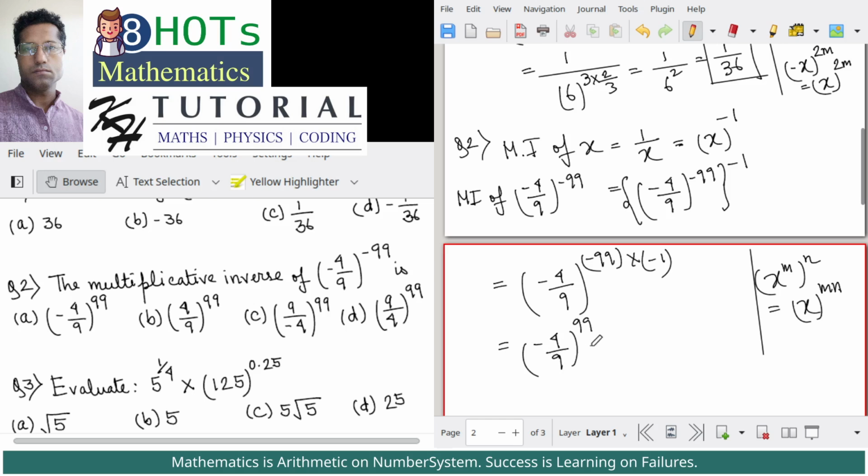Now at this stage we can see whether this expression is matching with any given choices or not. We can clearly see that this matches with choice A. So the answer is choice A.